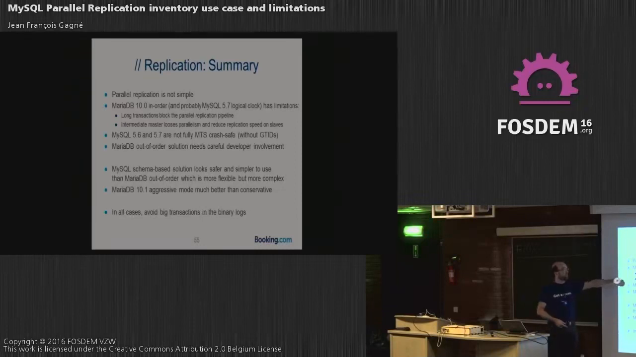MariaDB 10.0 in order, and probably MySQL 5.7, I'm extrapolating, has limitation around long transaction and intermediate master. So we have to be aware of that. MySQL 5.6 and 5.7 without GTID, not crash safe. MariaDB out of order solution needs careful, I should underline careful, developer involvement. So to me it looks like MySQL 5.6 is a little simpler and safer to understand than MariaDB out of order, which is more flexible but more complex, and you can burn your fingers with it.